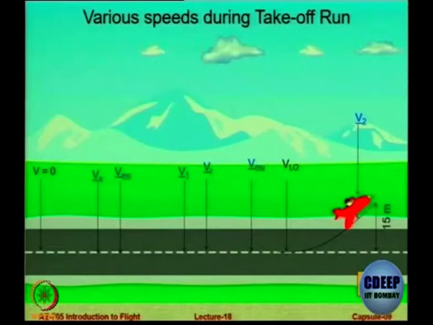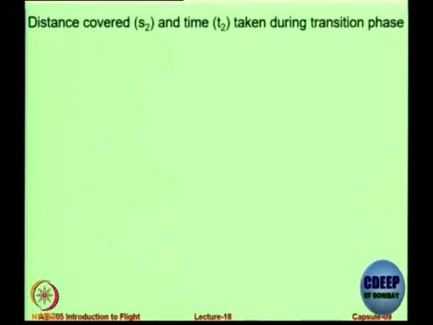So obviously, when there is only one engine working, you will have less thrust available. So the climb rate will be lower. So what is the speed at which, with landing gear retracted, you are able to maintain the required climb? That is called the takeoff safety speed. Okay. So these are the speeds which we need to remember during the takeoff run. So let's look at the distance and the time covered in the transition phase.